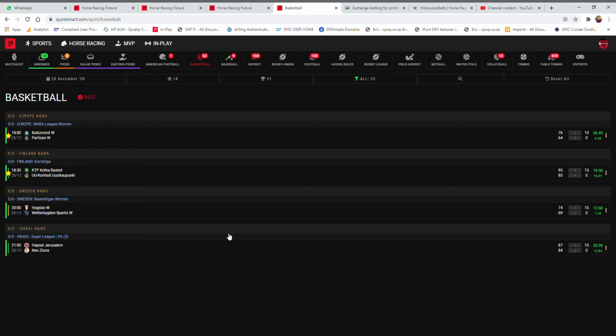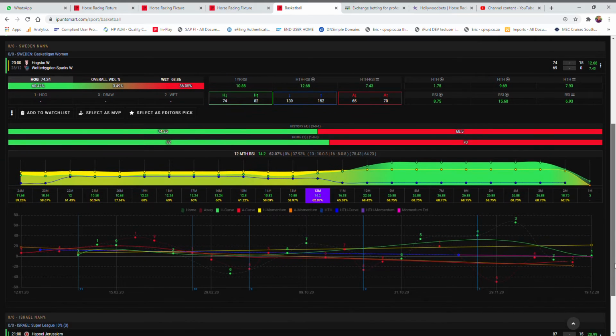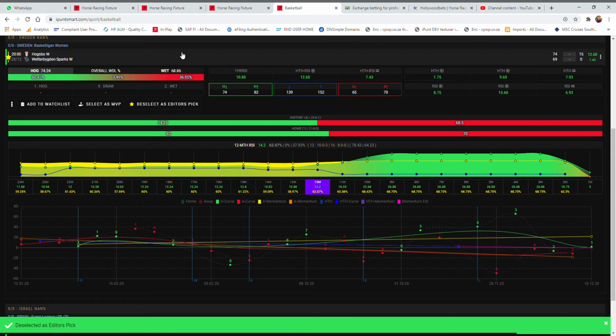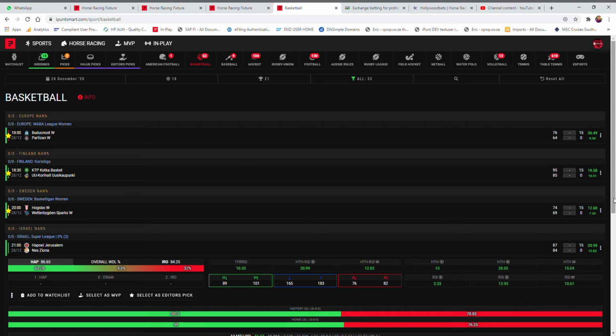Uusikaupunki. Okay, so then we go to Sweden, and we look at Sweden here, and we can see there's a lot of green here. 60.47%. Everything also looking good on percentages. Everything above 5. Editor's pick. That would be Hogsbo to beat Wetterbergen Sparks. And then we go to the next one.